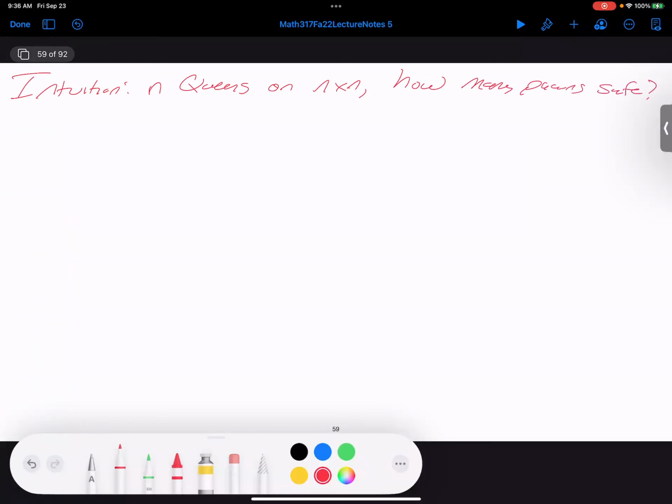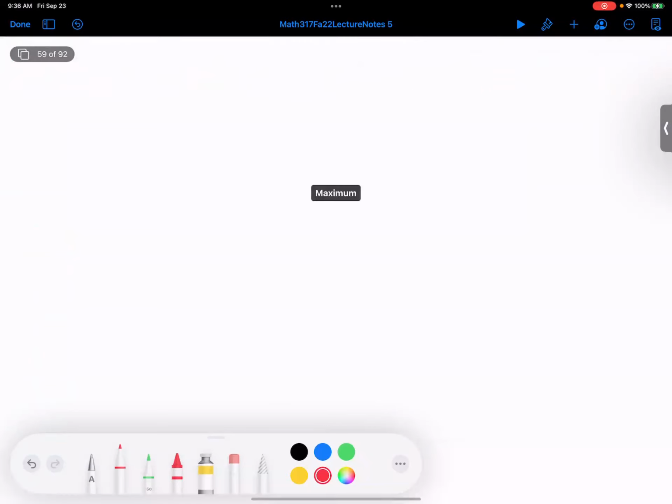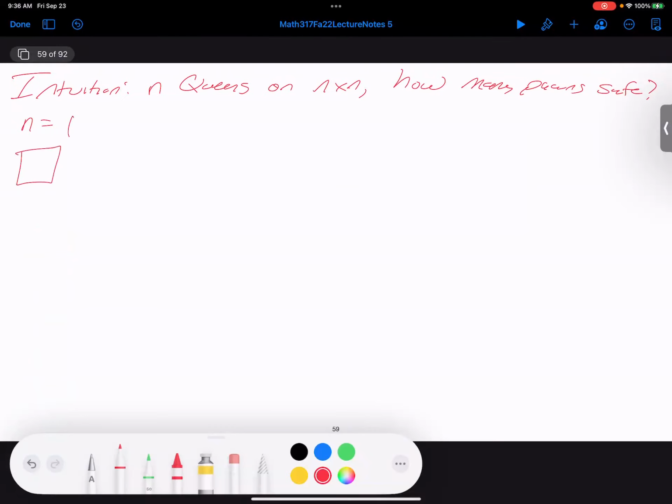can be safe? All right, what's the simplest n we should start with? 1. This is not going to be very hard. There's only one choice. And the answer, 0. All right, let's take n equals 2. How many ways are there to put 2 queens on a 2x2 board? So how many ways could we put 2 queens on a 2x2 board? How many places are there for the first queen? 4. How many for the second queen? 3. So it looks like there's 12 possibilities.